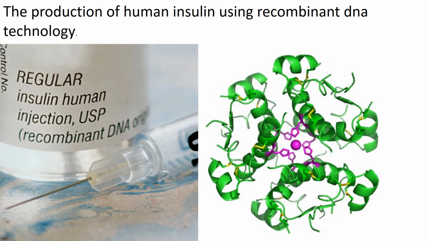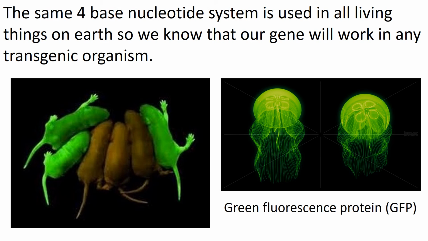For example, the best known protein created using recombinant DNA technology is insulin. Insulin is needed to help diabetic people regulate their blood sugar levels. So this is really useful, a useful bit of technology. And the more and more genes we can identify, the more and more we can produce using this technique.